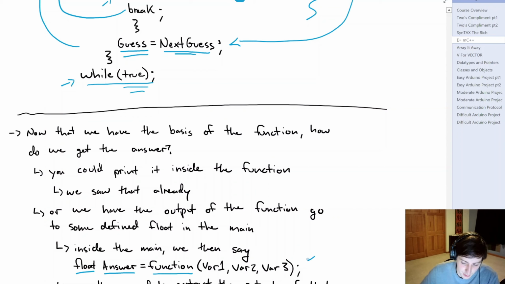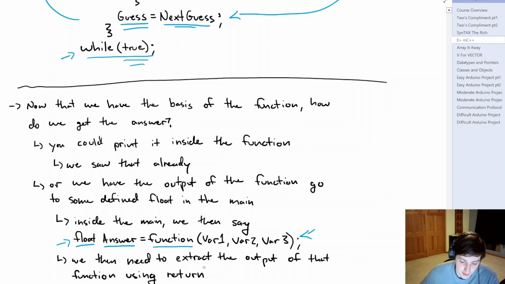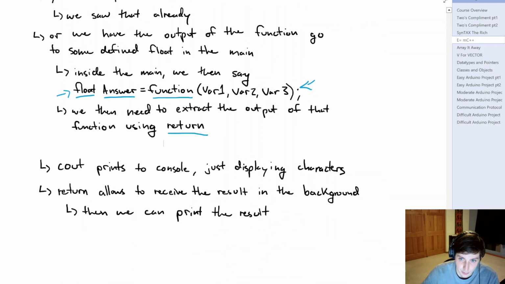But now we probably can't use that void here because we want to return something. If we return nothing with void, well then nothing would theoretically go to this float answer. And to actually extract that output of the function, we have to use the return feature. Now, if we look into what return does in the function, well, if we just use cout, as we talked about before, it just prints to the console, so we're just displaying characters. But return allows us to receive the result that's going on inside that function, and it kind of gets stored in the background.